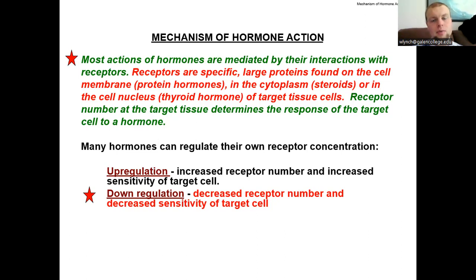Upregulation is the concept that we have an increase in receptor number and sensitivity if we need more activity from the hormone. Downregulation is the opposite. We have decreased receptor number and activity or sensitivity when we have an increase or an excess of circulating hormone.